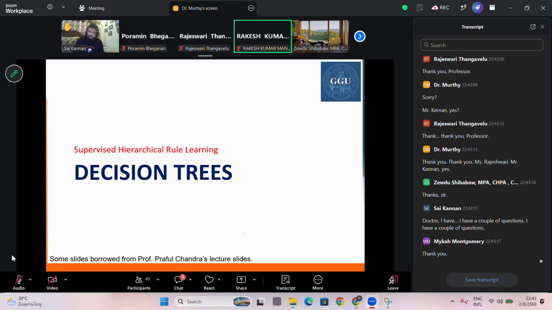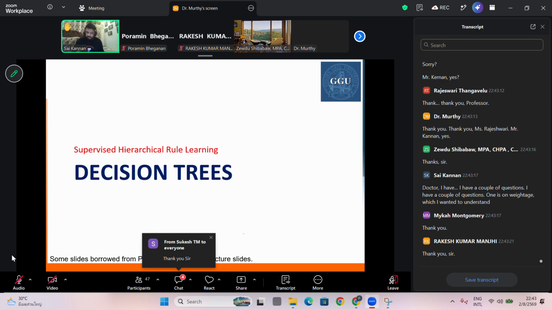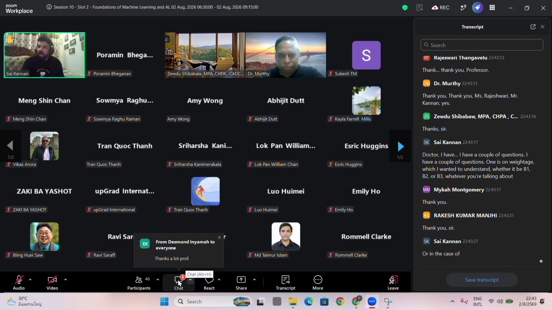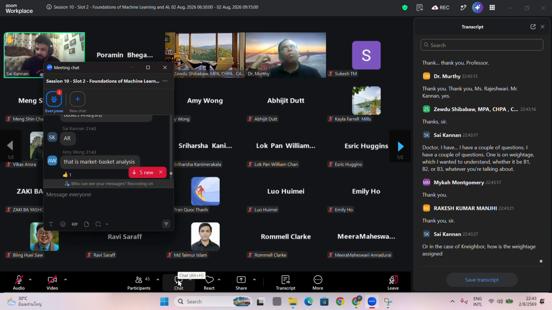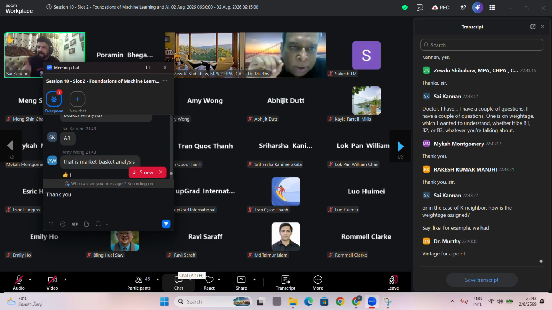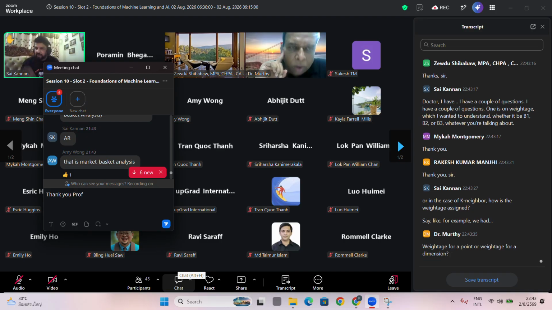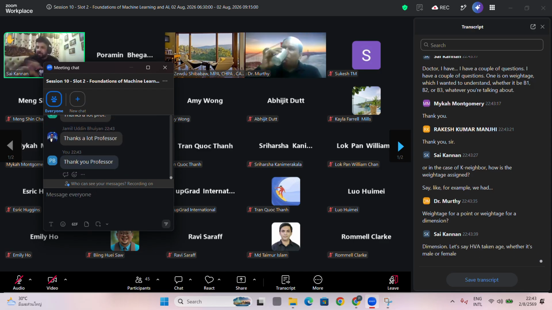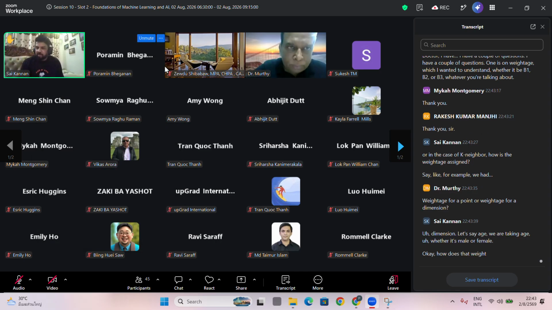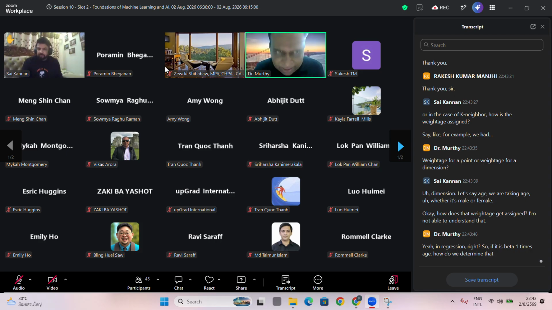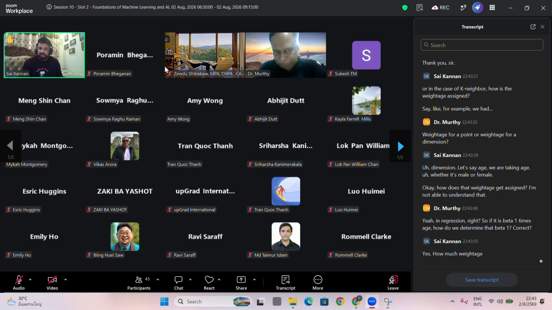I have a couple of questions. One is on weightage, which I wanted to understand, either it be B1, B2, or B3, whatever you're talking about, or in the case of K neighbor, how is the weightage assigned? For example, weightage for a dimension, let's say age. We are taking age, whether it's male or female. How does that weightage get assigned? I'm not able to understand. In regression, if it is beta 1 times age, how do we determine that beta 1? How much weightage do we assign it for the final result?